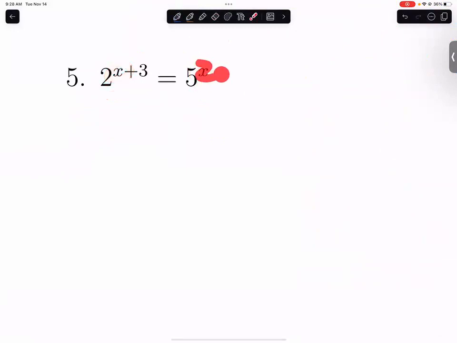If this was 5 squared, that's not that big a deal because I can just say, well, I know what that is. And so we've got variables on both sides. Well, not variables, they're unknowns. Anyway, doesn't matter. The bases, right? That might be the next thing I'll look at. 2 on one side, 5 on the other.